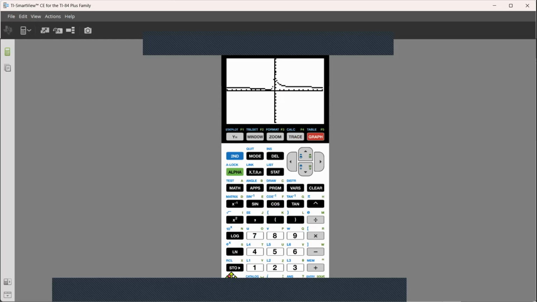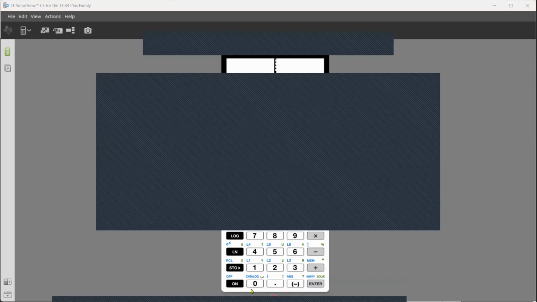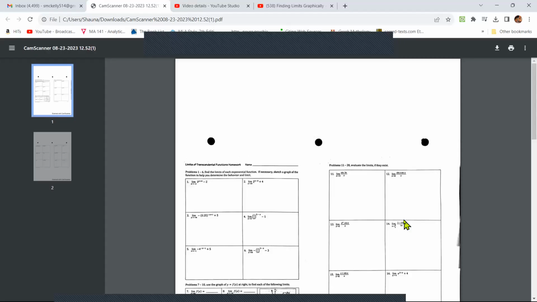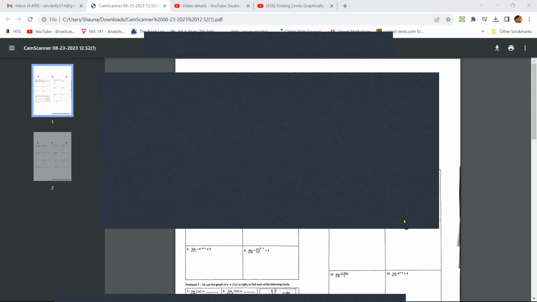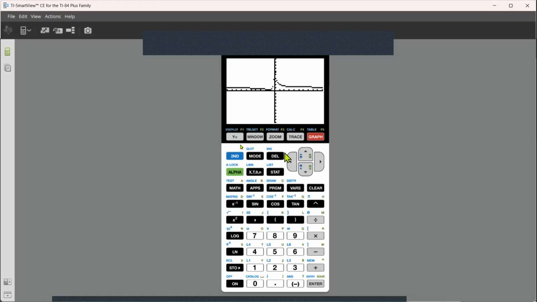Now let's go back to your homework, because I want to show you that. And we'll do some homework. Limit as x approaches -2 of 3 to the x plus 4 minus 2. Okay. So now, here was what I'm going to do. I'm going to go to your calculator here. I'm going to get rid of this graph. And I'm going to enter it.